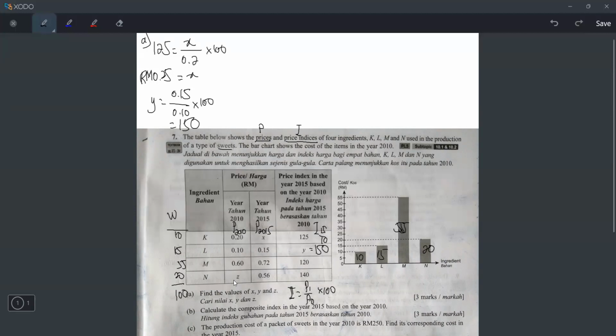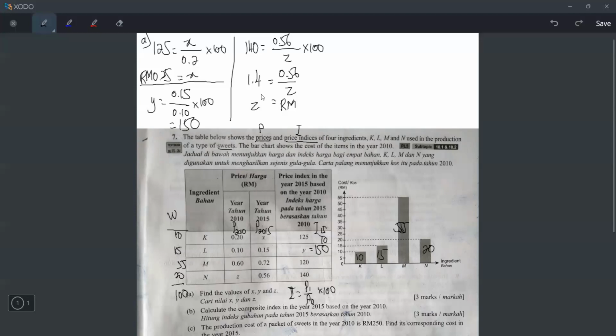What about Z? How to find Z? I will use the same formula and substitute I, P1, P0. The I is 140, and for the P1 I use 0.56. For the P0 I use Z. So it's 0.56 over Z times 100 equals 140. Divide 140 by 100 to get 1.4, and you can switch places, so Z becomes 0.56 divided by 1.4, which is RM 0.40, or 40 cents.